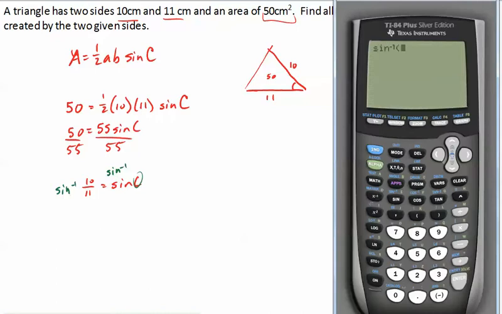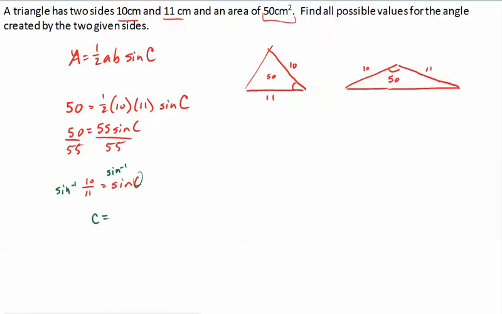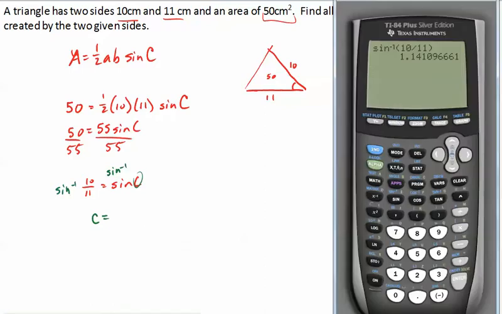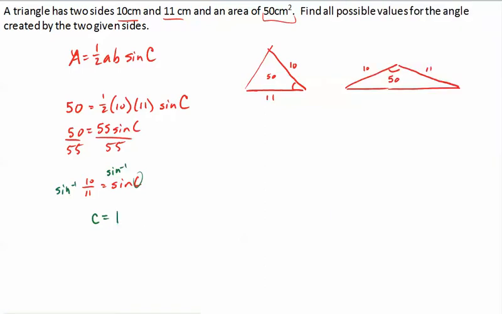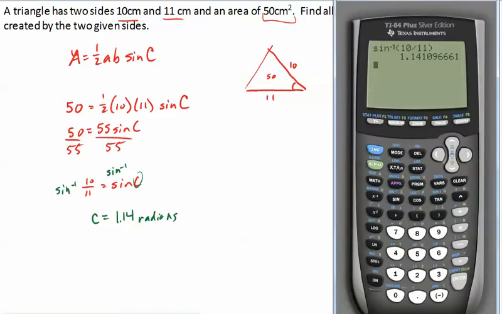We're going to go the arc sine of 10 over 11, and I will do that, and it will give me one answer. Oh no, it only gave me one answer, so C equals 1.14. Now this is radians. If you don't believe me, you can check my calculator. My calculator right now is in radian mode, and so that's why I got 1.14.